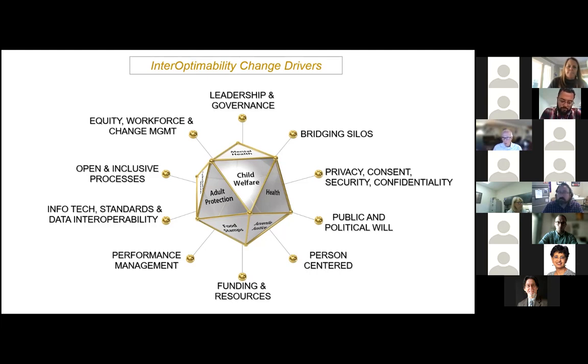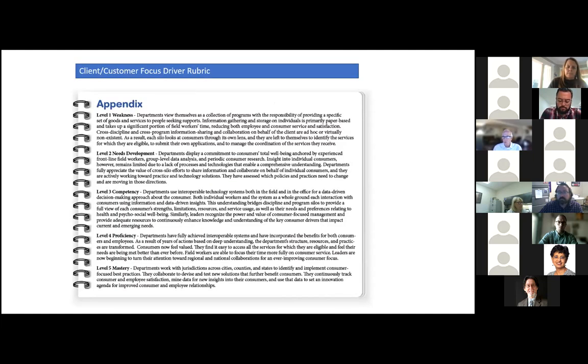It's a way to share with organization leadership and then the organization what we're paying attention to. So behind each of these drivers, we've developed a rubric. Again, on a 1 to 5 scale, how are we doing here, in terms of a set of metrics that everybody can agree on in terms of the level of maturity? Are we at the beginning stages? Are we in needs development? Are we in the competency? Are we in the proficiency? Or have we been able to master this particular driver?